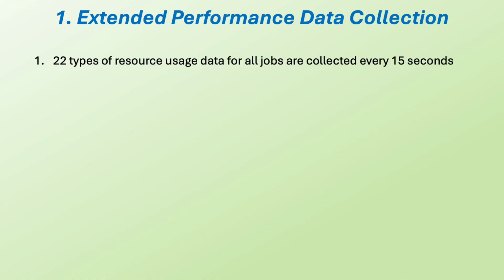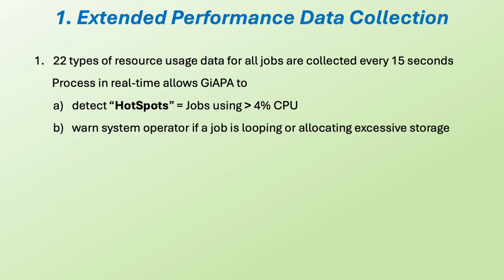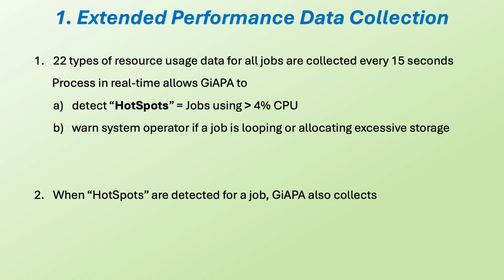Every 15 seconds, GiAPA receives accumulated resource usage data from the IBM Performance Collector API. By processing this data in real time, GiAPA can detect hotspots. We call it a hotspot when a job in a 15-second data collection interval uses so much CPU that it may have or cause a performance problem. The 4% CPU limit for hotspots is an installation parameter, which is the default today.